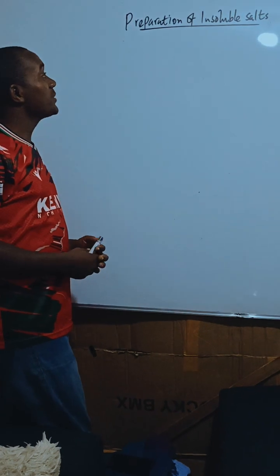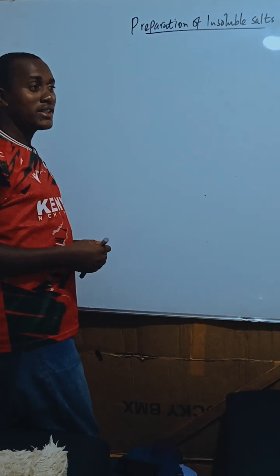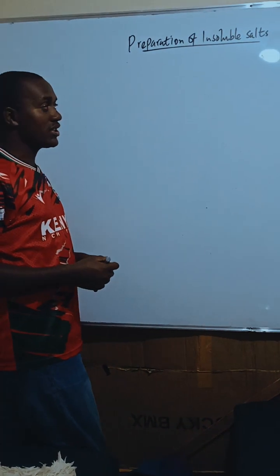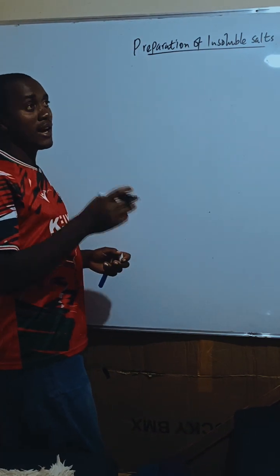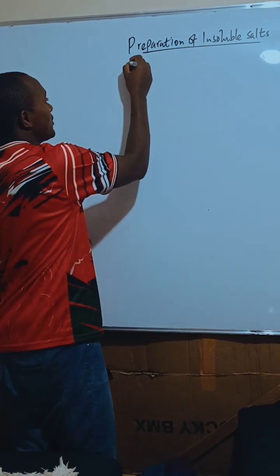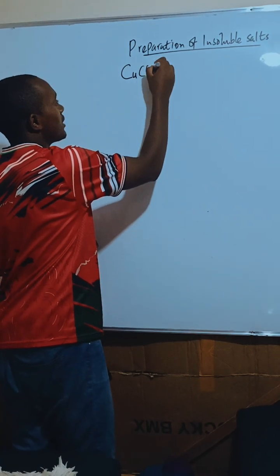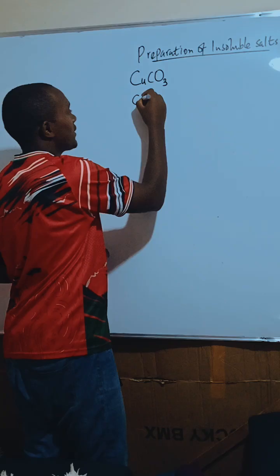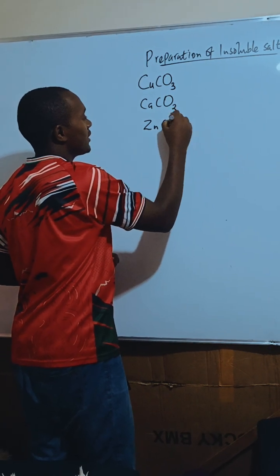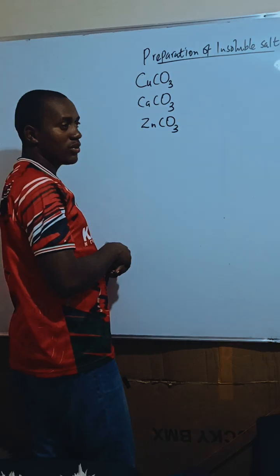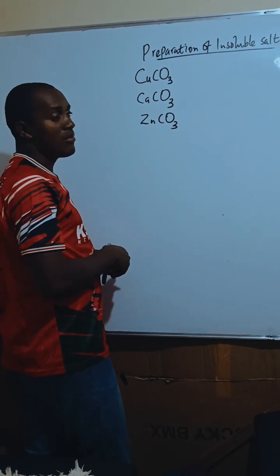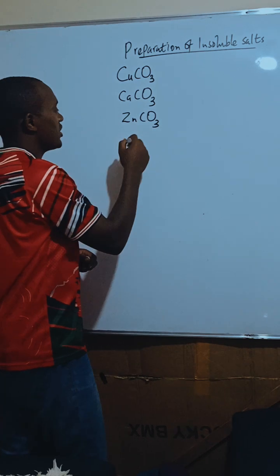Hello guys, welcome to our class today. Shortly and briefly, we are going to look at preparation of insoluble salts. Before that, I am going to brief out the insoluble salts that we have. On carbonates, we have copper carbonate, calcium carbonate, zinc carbonate. All carbonates are insoluble except sodium carbonate, potassium carbonate, and ammonium carbonate. So all other carbonates are insoluble.